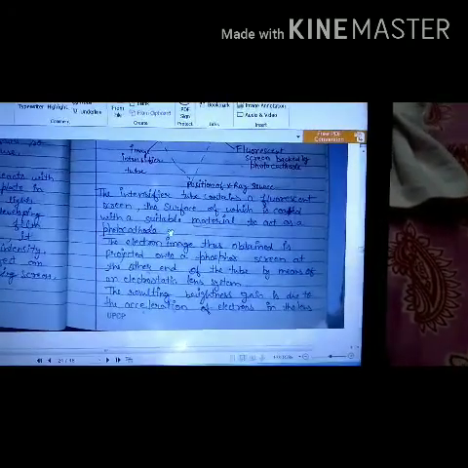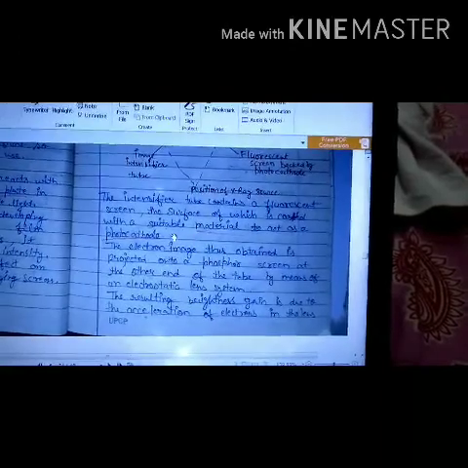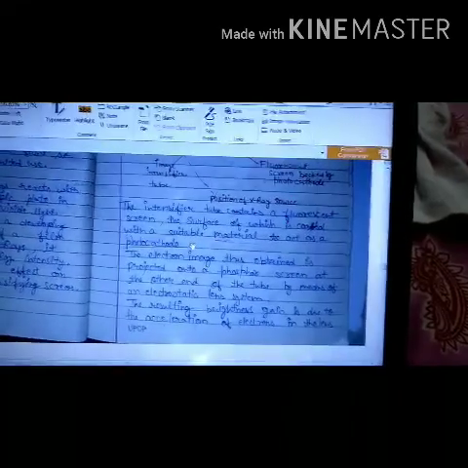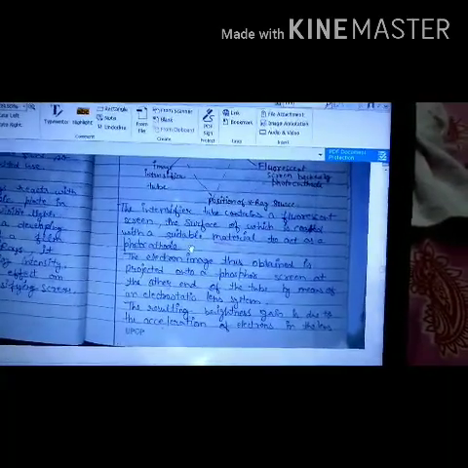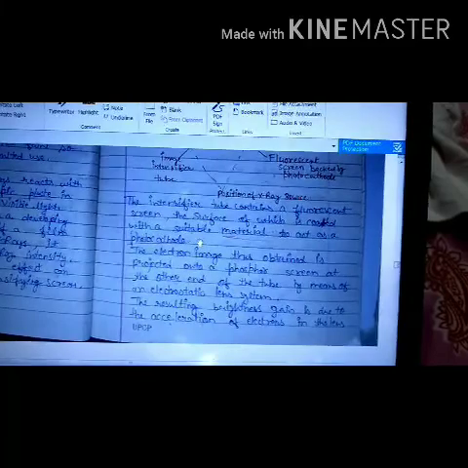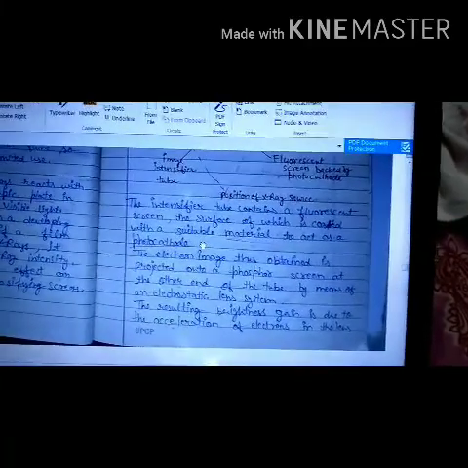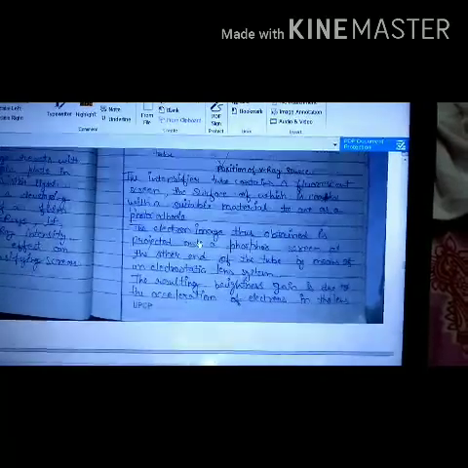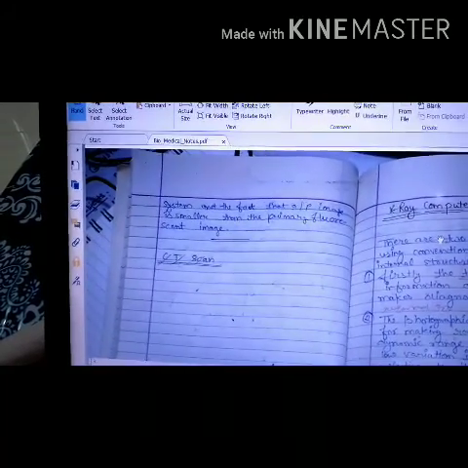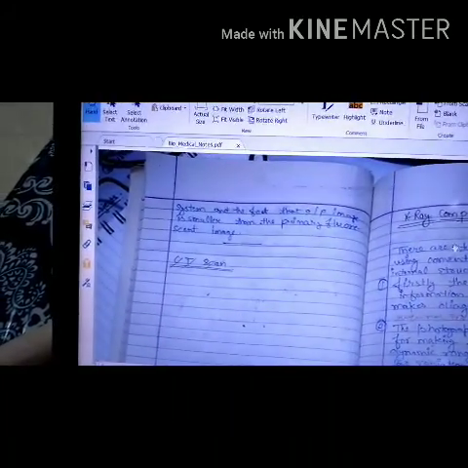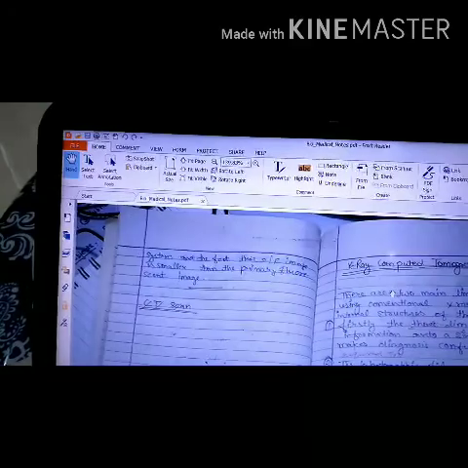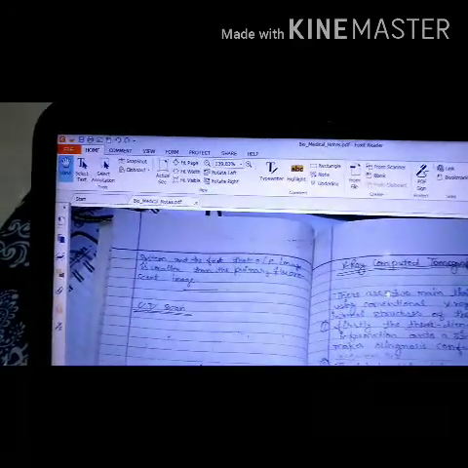The intensifier tube consists of a fluorescent screen, the surface of which is coated with a suitable material to act as a photocathode. The electron image thus obtained is projected onto the phosphor screen at the other end of the tube by means of an electrostatic lens. The resulting brightness gain is due to the acceleration of electrons into the lens, and the fact that the output image is smaller than the primary fluorescent image. A lens is utilized so that it can expand the image, because the image generated is very small compared to the actual image.